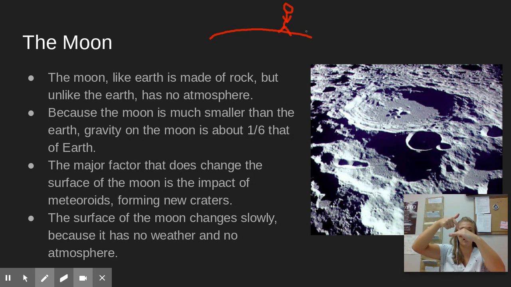Now you're on the Earth, or moon, as opposed to space, space, atmosphere, atmosphere, atmosphere, then Earth, right? So the moon has no atmosphere while the Earth does.